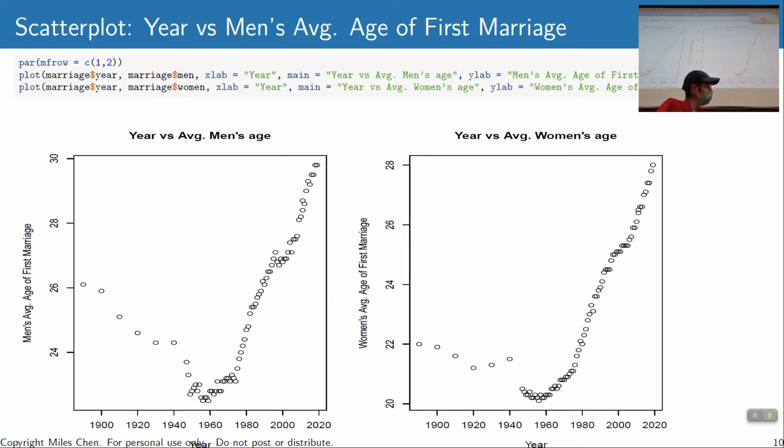Here, I'm creating a different scatter plot. On the horizontal axis, the x-axis, I put the year in which we recorded data.